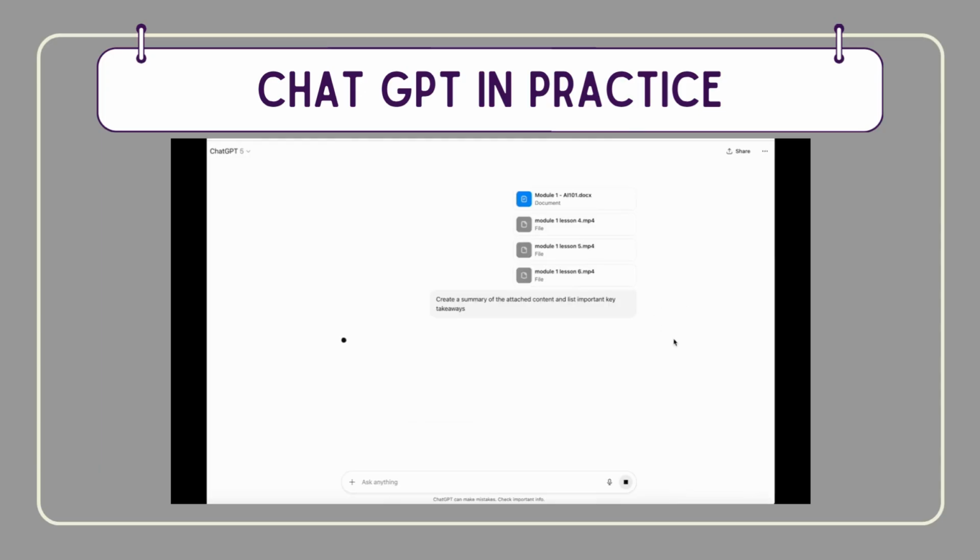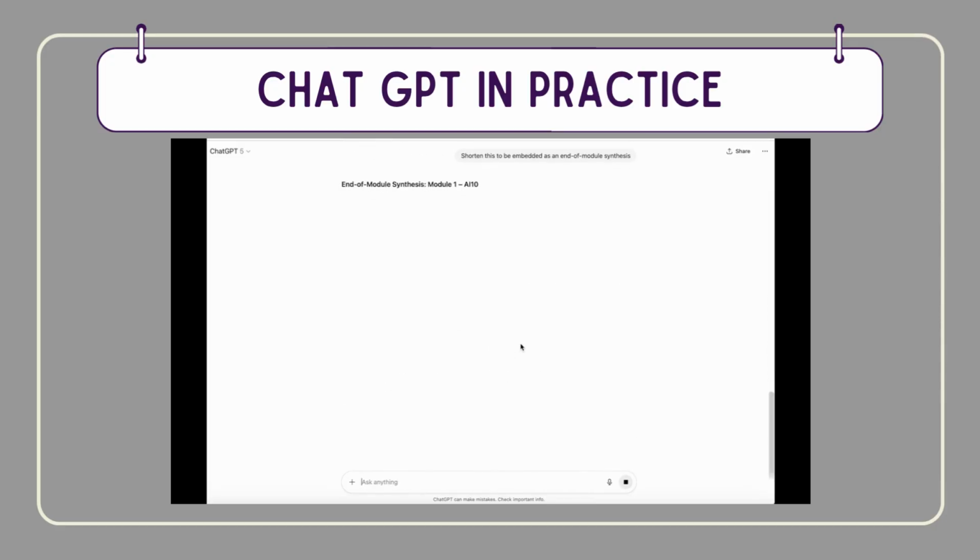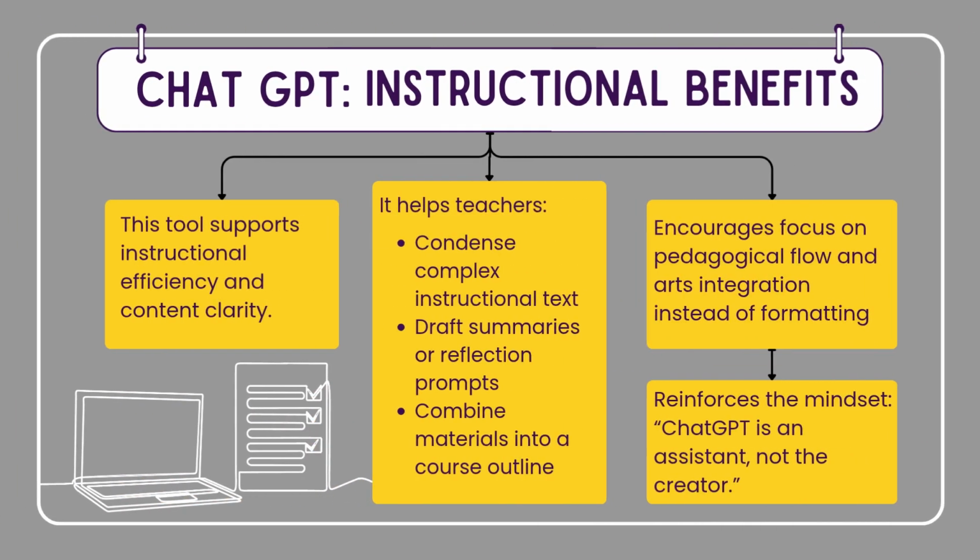This will generate concise, structured content that educators can then review, edit, and personalize depending on the intended use for the content. This tool supports instructional efficiency and content clarity. It helps teachers condense complex instructional text for learners, draft summaries or reflection prompts, and combine materials into a unified presentation or course outline. For instance, one group of fellows used ChatGPT to merge 2 existing slide decks into one cohesive module. This allowed them to focus more on pedagogical flow and arts integration rather than formatting or rewriting.